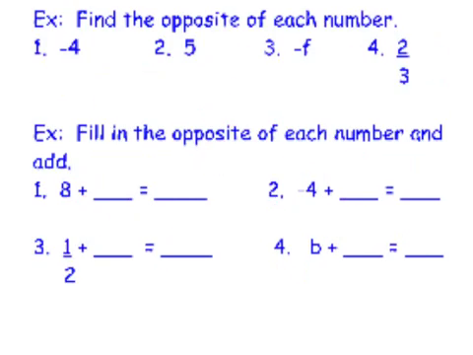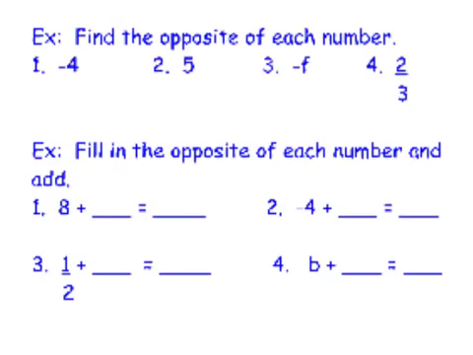Okay, now we're going to do another property. We've done a bunch, but we're kind of just reviewing all of these. Find the opposite of each number. What's the opposite of negative 4? Well, the opposite of negative 4 is 4. The opposite of 5, negative 5. The opposite of negative F, F. And the opposite of 2/3, negative 2/3.